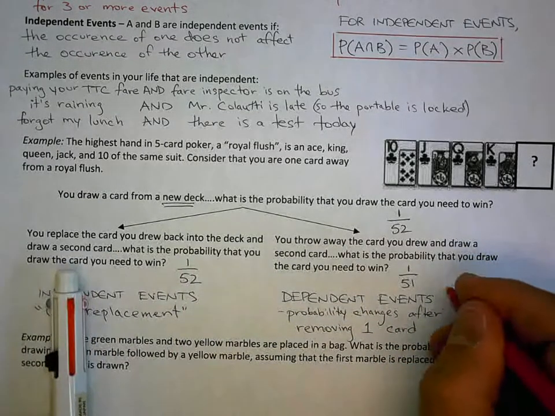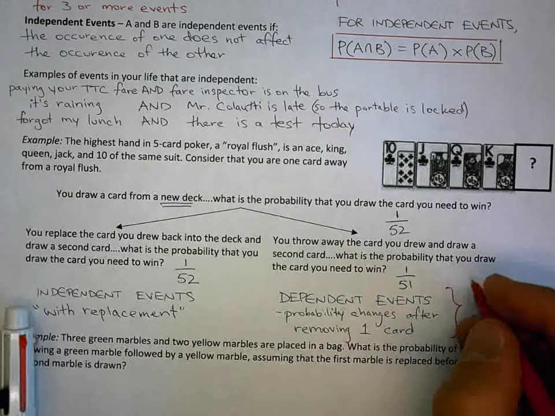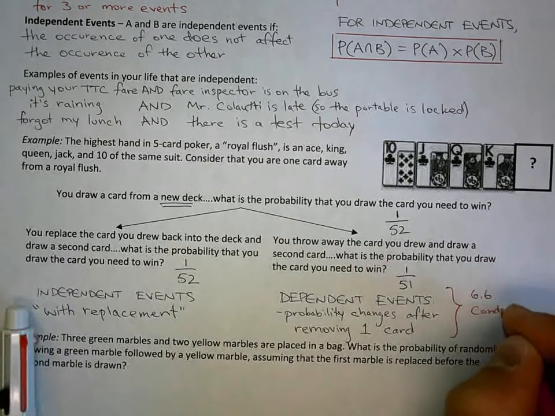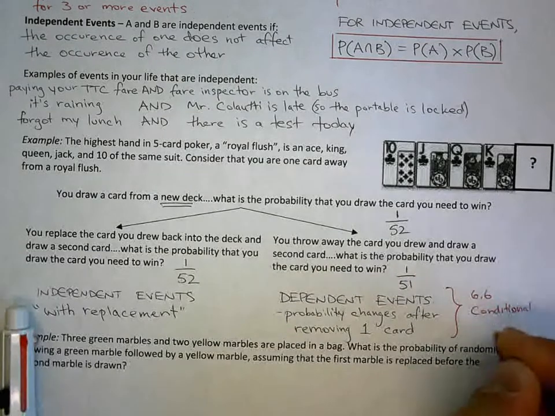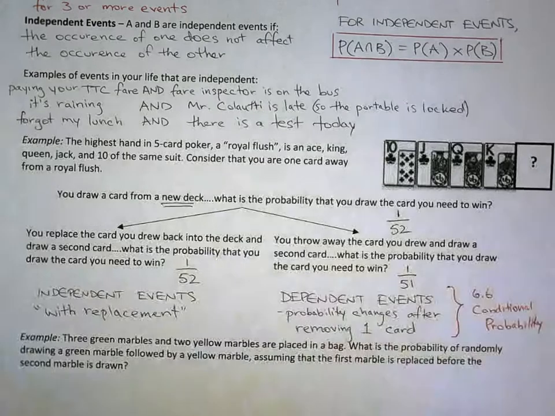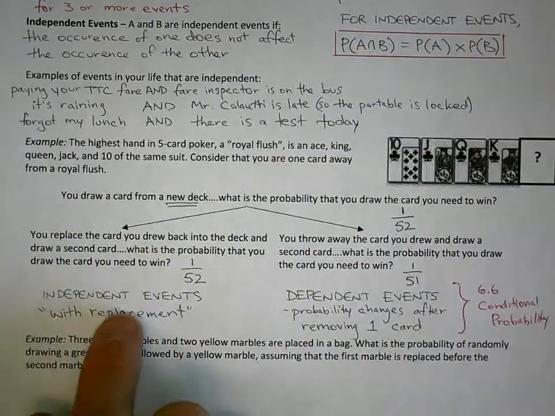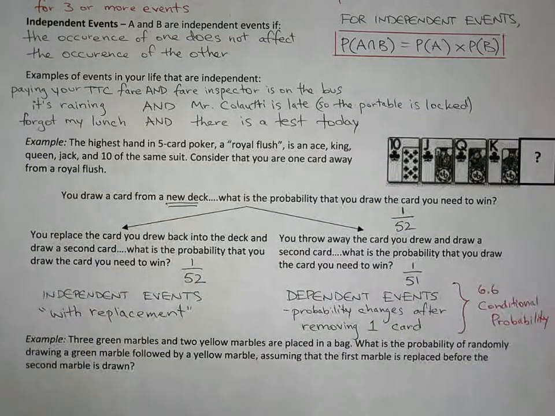This lesson is section 6.6, conditional probability. Okay, so that's a different lesson. That is not what we're doing today. Today we're just focused on this much easier thing, independent events. If the events are independent, you can just multiply the probabilities.